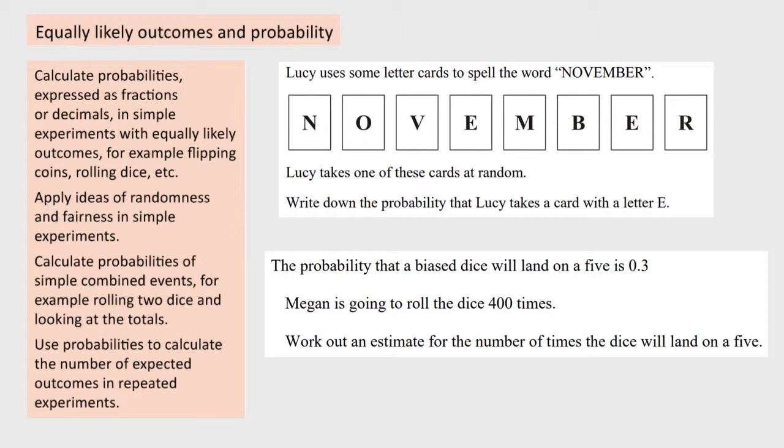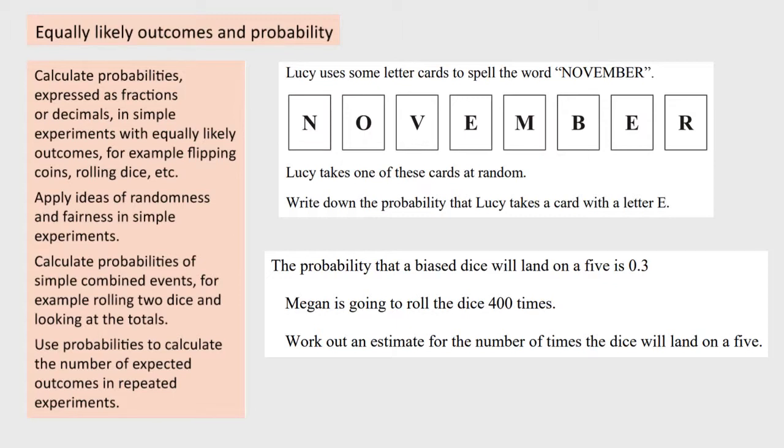You want to understand the idea of randomness and fairness in simple experiments. So randomness means that each number or letter or whatever it is has got the same chance of coming up, or it is completely random what happens. You can't necessarily predict the next step. So if you flip a coin and it lands heads and then you start to flip a coin again, that doesn't mean it's going to land tails just because it landed heads before. That doesn't change what the coin is going to do. The coin doesn't have a memory.